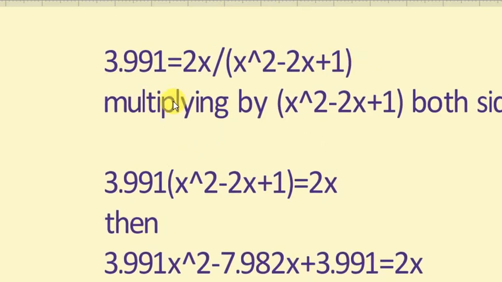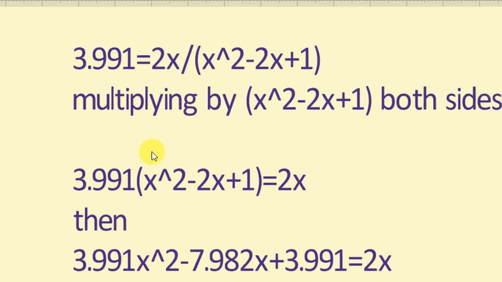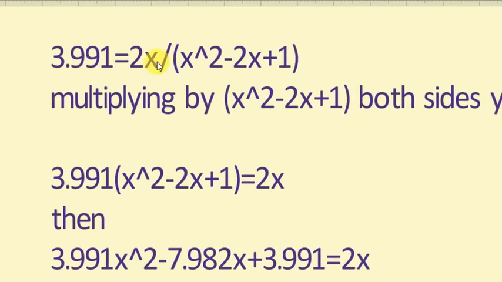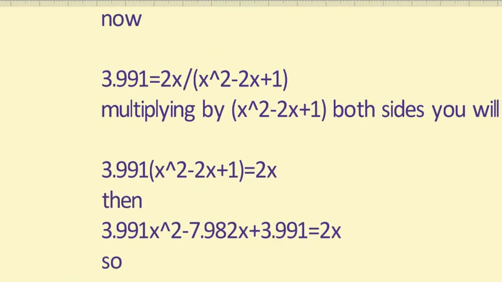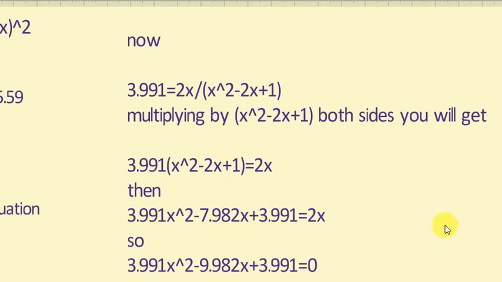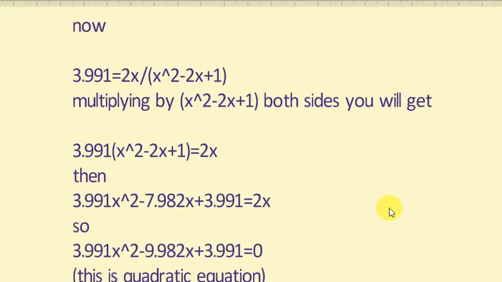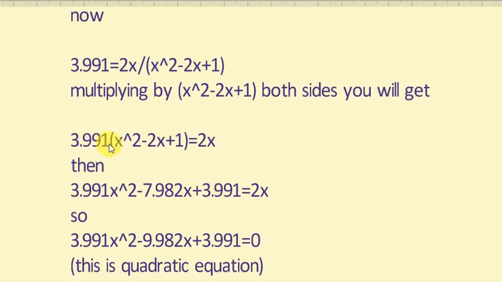So here 3.991 is equal to 2x divided by x squared minus 2x plus 1, multiplied by what? By x squared minus 2x plus 1. Multiply both sides. When you multiply both sides, what final answer will you get? 3.99 x squared. So it will be 3.99 x squared minus 7.982 x plus 3.91 is equal to 2x.